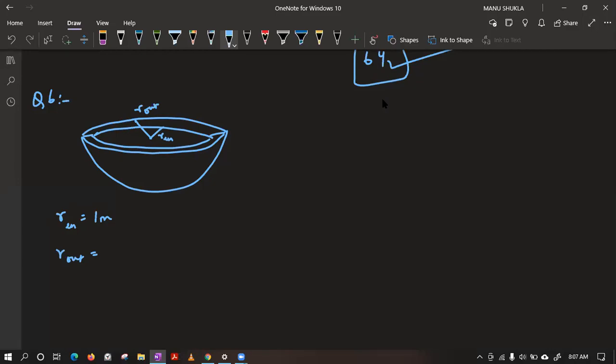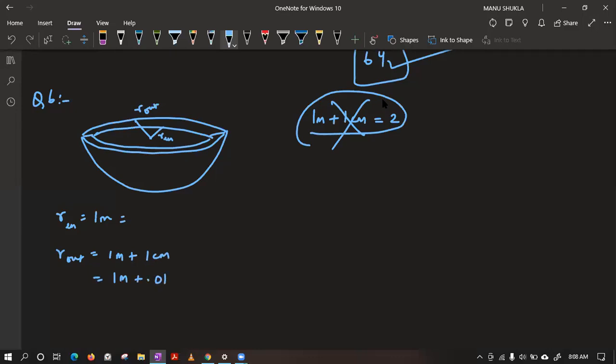No, Garima, try to understand the units. 1 m plus 1 cm is not equal to 2, okay? Because they are different units, they can't be added like this. So either you make it in centimeter and then add, or convert that centimeter into meter and then add. So we have 1 meter plus 0.01 meter, that is 1.01 meter. This is the outer radius. If you want, you can go for centimeter also, that is also fine.